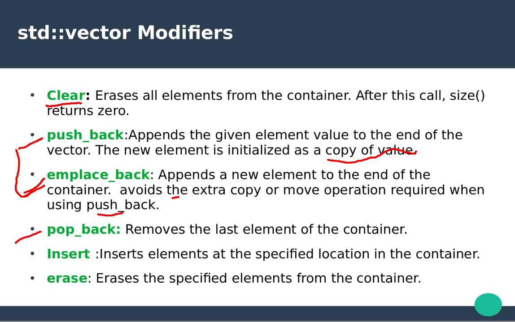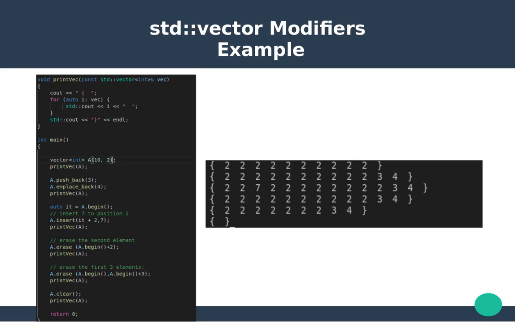Pop_back is used to remove the last element from the container. Insert. This method is used to insert elements at a specified location in the container. Erase. It erases the specified elements from the vector. Example.